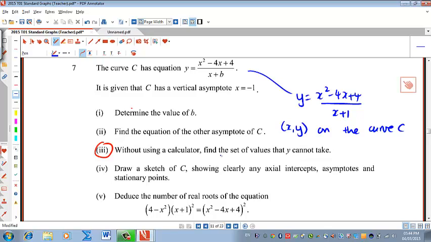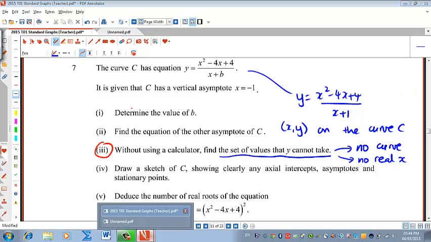So when we are asked to find the set of values of y that y cannot take, it means we need to look at the portion of the graph where there is no curve. When there's no curve, y cannot take certain ranges of values, and hence it also means there is no real x. In order to make use of such information, we need to relook at the equation.